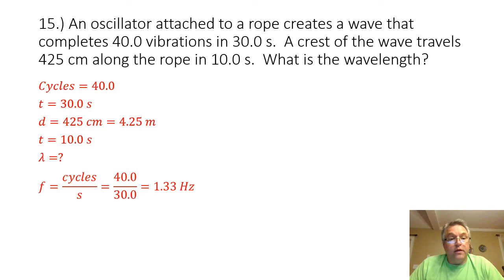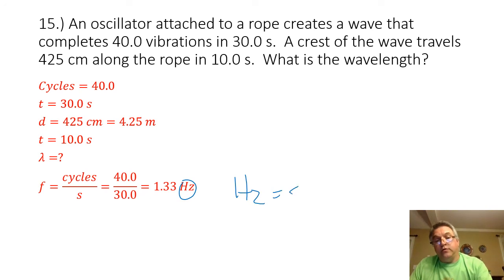Now, one thing people have a lot of questions about with frequency and period is knowing when to put the number of cycles in the numerator and the seconds in the denominator or vice versa. Remember, frequency is measured in hertz, and hertz is equal to seconds to the minus 1, or 1 over seconds. So whenever I'm dealing with frequency, I always want my time value in the denominator.